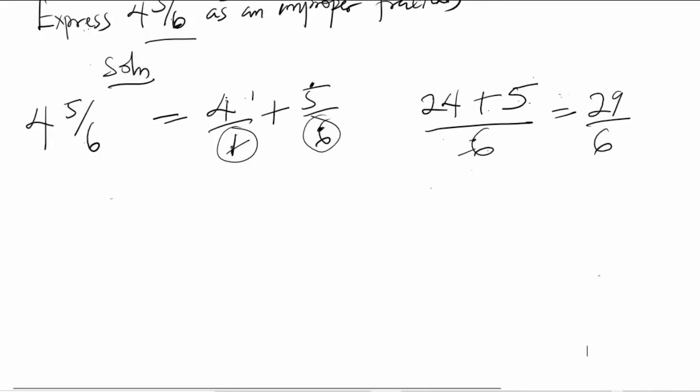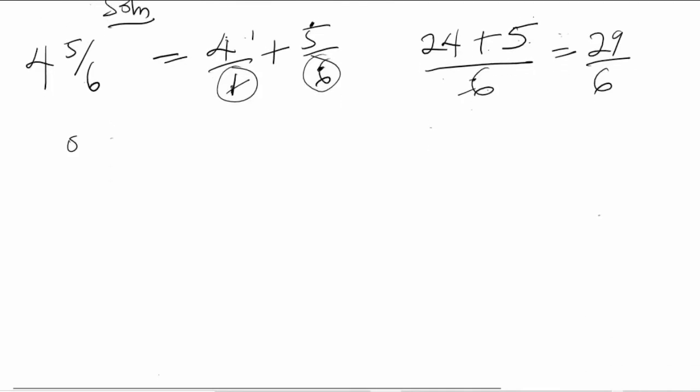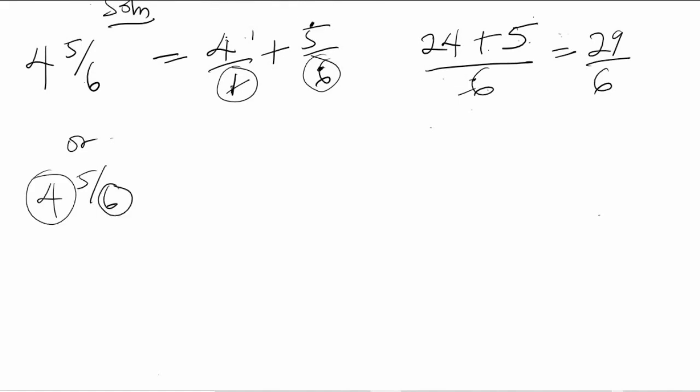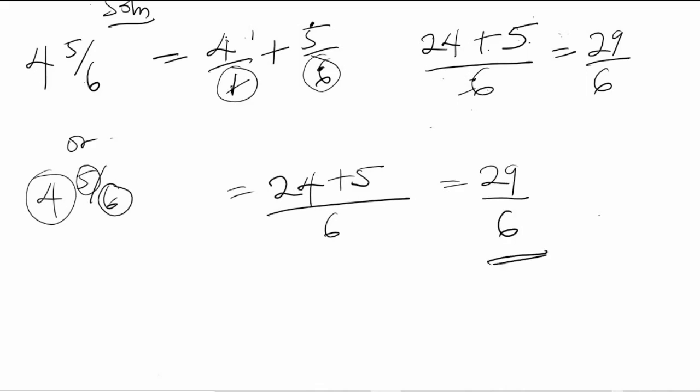Or more quickly, using the other method, 4 5/6 is 6 times 4, which equals 24, plus 5, over this 6, which is equal to 29 over 6. The same thing. So whichever method works better for you, you can apply. They will both give you the same answer.